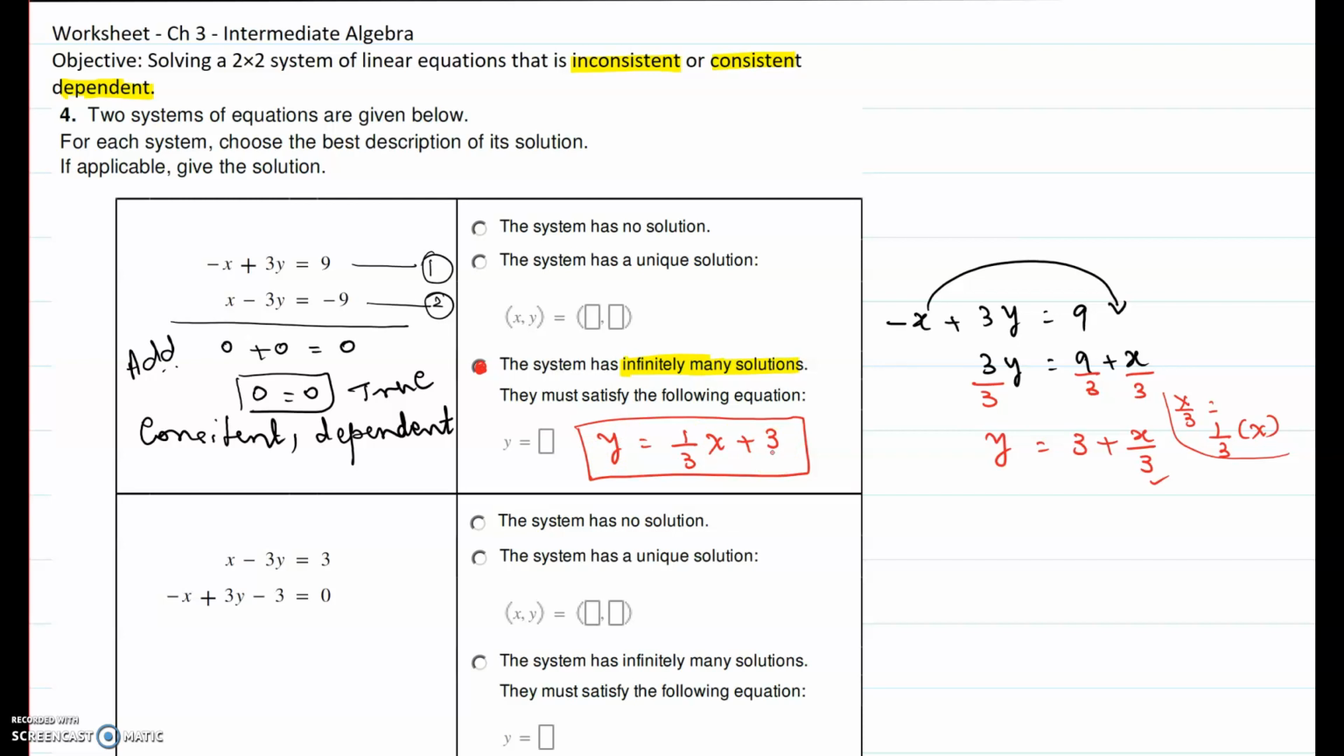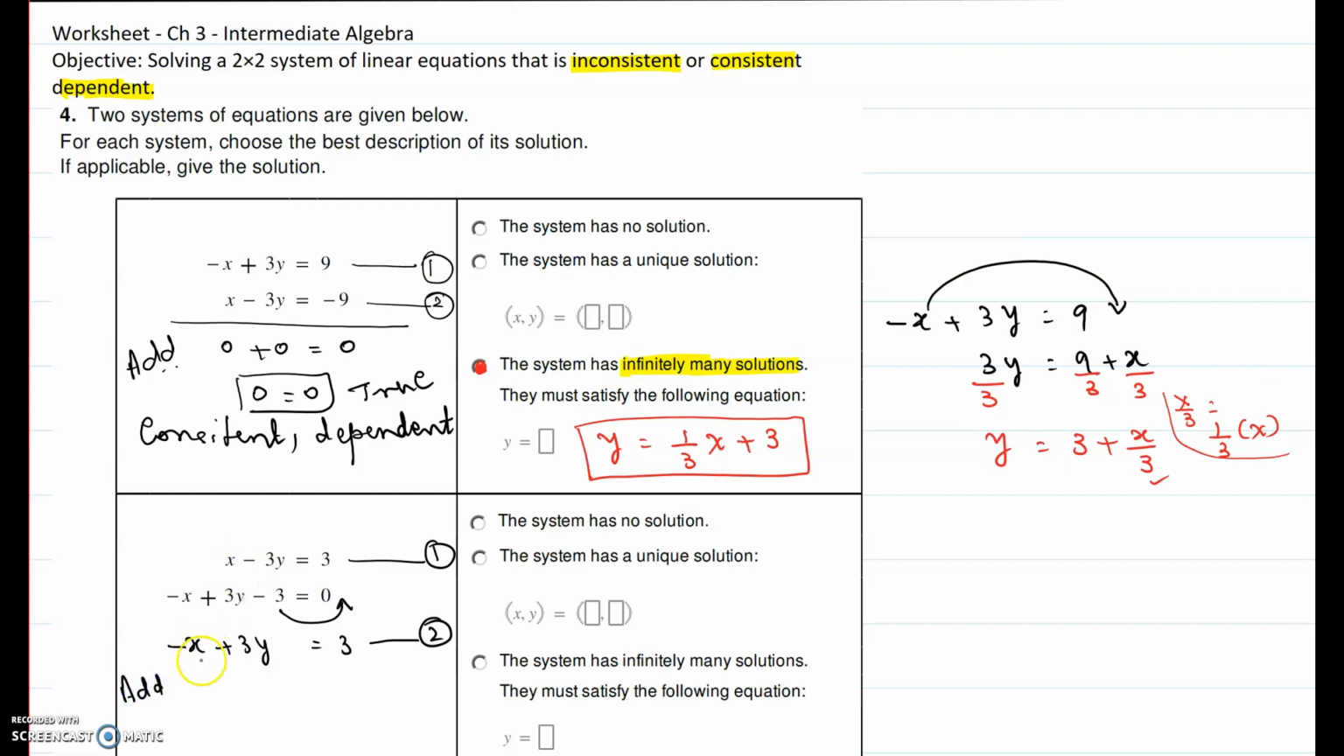Now for the second problem, there are two equations given in the system. In the second equation, the constant also appears on the left hand side, so we will move the constant to the other side. So the second equation is negative x plus 3y equal to positive 3. So first equation we don't have to do anything. The second equation we are moving the constant to the other side. Now you try to add the two equations, add equation 1 and 2.